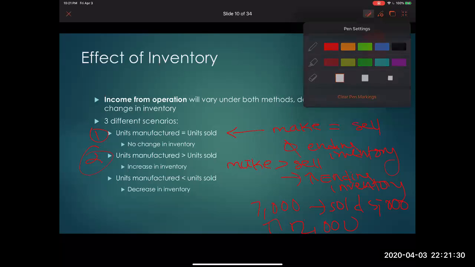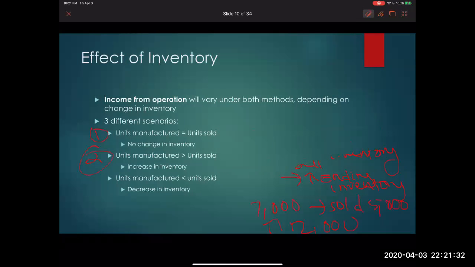All right, let's talk about scenario number three. Scenario number three is a little bit different. Scenario number three looks at you sold more than you made. So you sold more than you make, which means that you're borrowing from the prior period. You're borrowing from a prior period's inventory, okay?